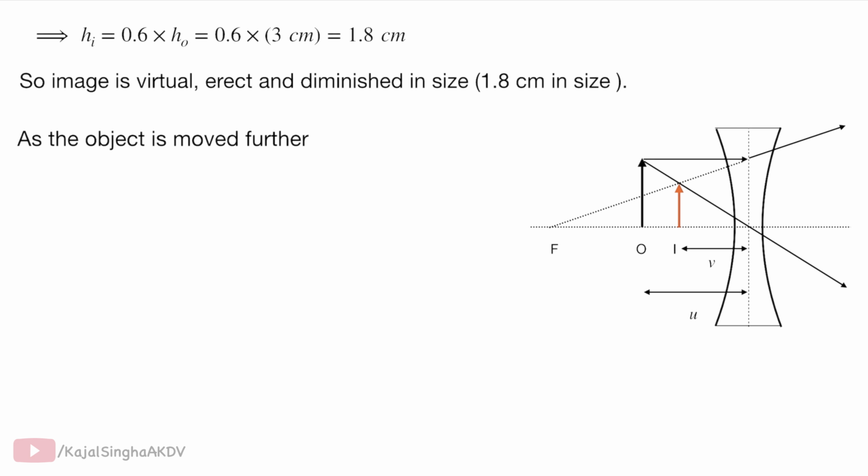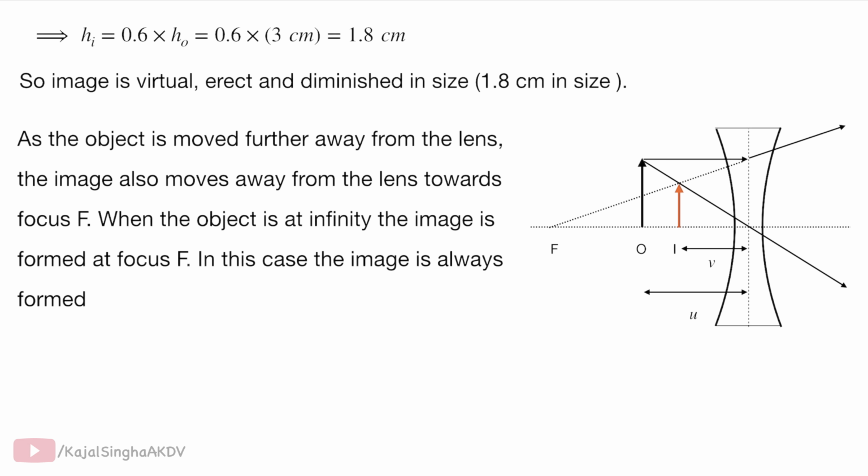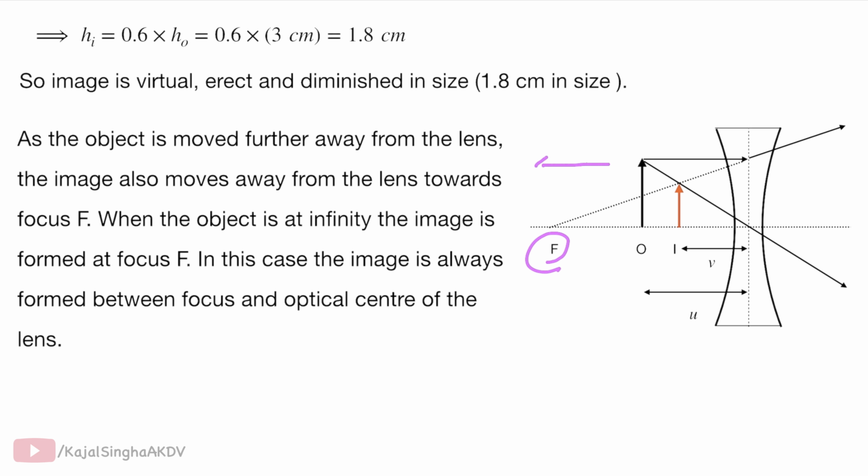As the object is moved further away from the lens, the image also moves away from the lens towards focus F. It is the focus F of the lens. When the object is at infinity, the image is formed at focus F. In this case, the image is always formed between focus and optical center of the lens.